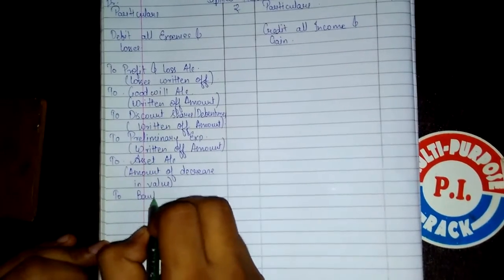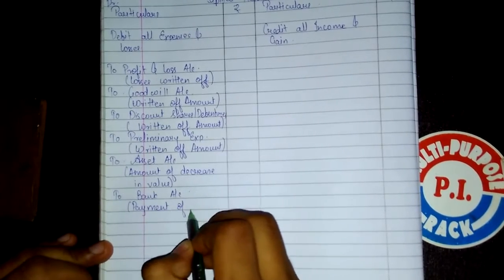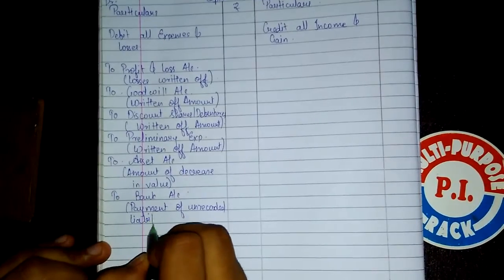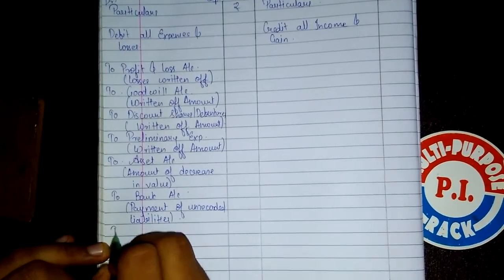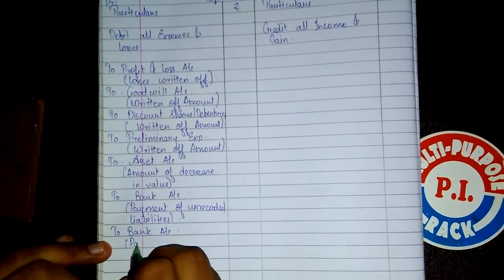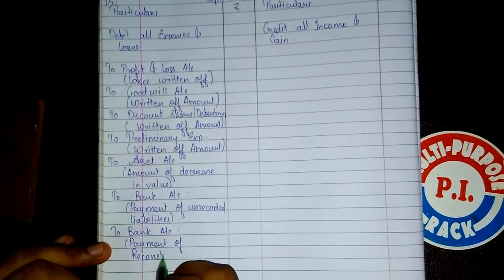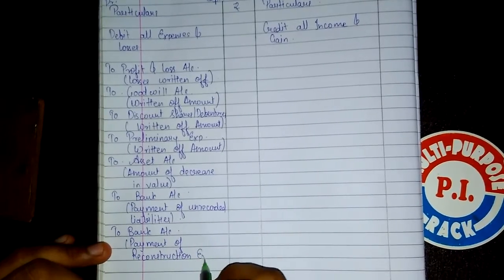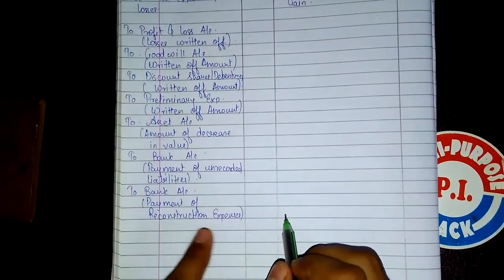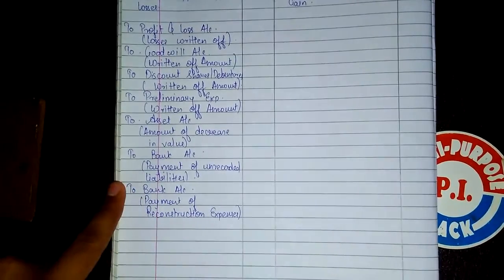To bank account, payment of unrecorded liabilities. To bank account, payment of reconstruction expenses. Many of the students have a doubt for this, so please be clear after writing this. All the reconstruction expenses have to be written in the capital reduction account debit side to bank account. Okay.